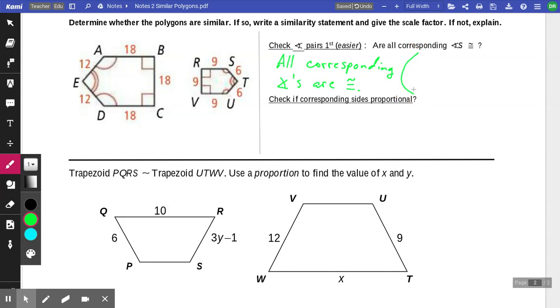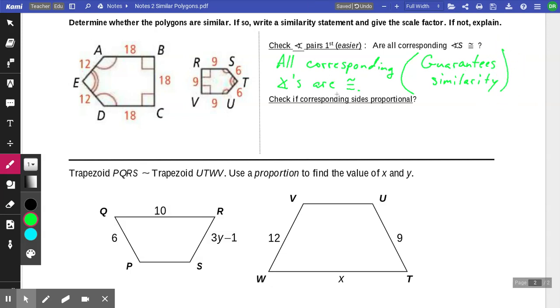But what we need to know is, once you know all the angles are the same, that is a guarantee for similarity. So this guarantees similarity, meaning that we don't have to check anything else. Similar figures have to have the same angles, and that is enough evidence.